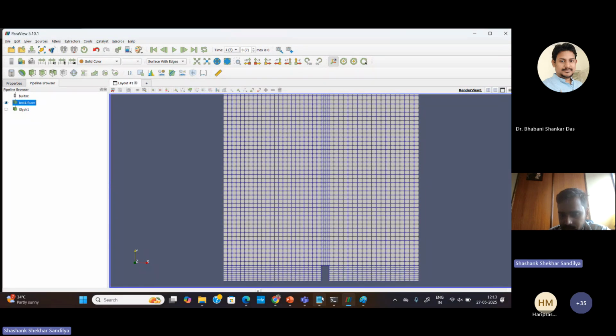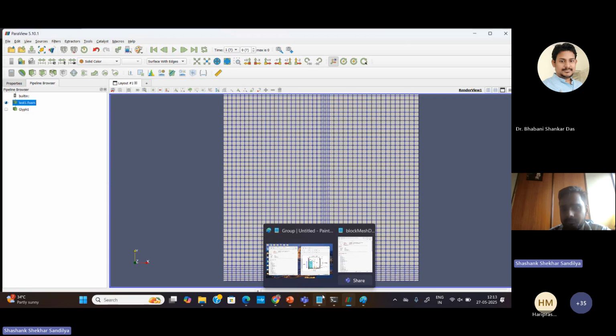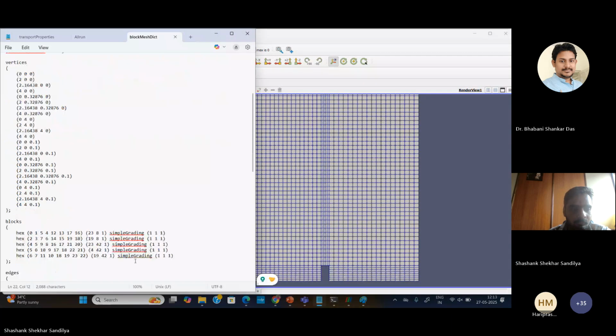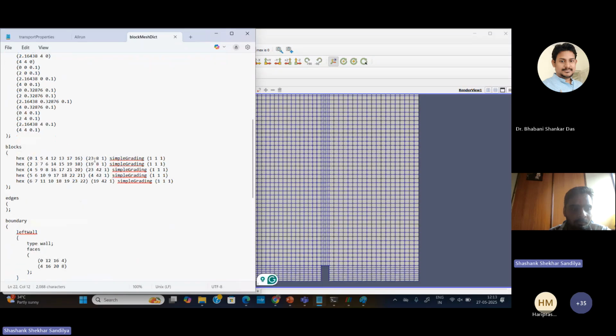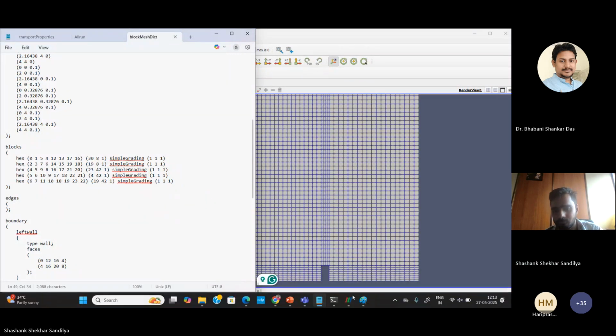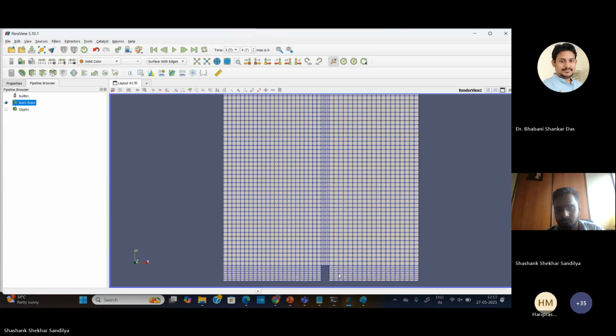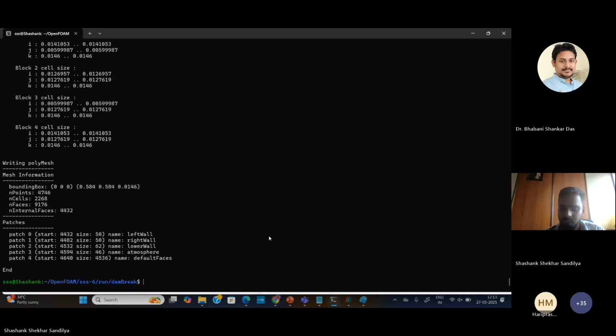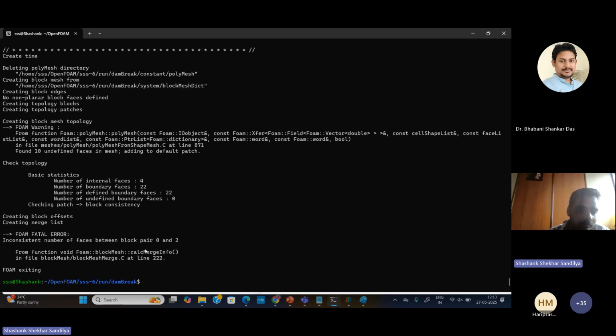If you want to change anything in the mesh, we may change this blocks area. Suppose I want more than 23 cells in X direction. So may I change this to 30? Let's see if it works or not. Then I run the blockMesh command again. So it fails. It shows inconsistent number of faces between block 0 and 2.